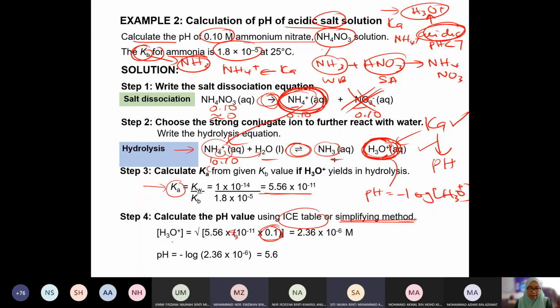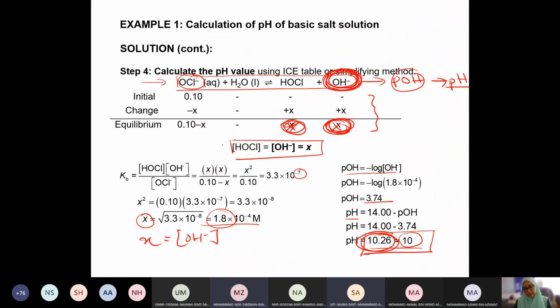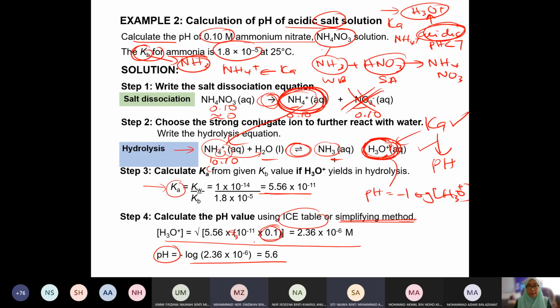If you don't want to use ICE, you can use this one. Simplify, substitute directly and you get the pH. So you have two options. You can either use the ice table or you can also use this one. But please bear in mind, if the question asks you to use the simplifying method, please use the simplifying method. If you use the ice method, the marks will be deducted, because the question has specified the method that you should use for that question.